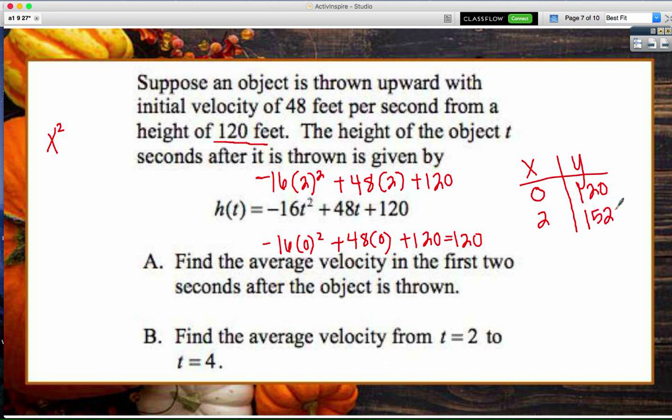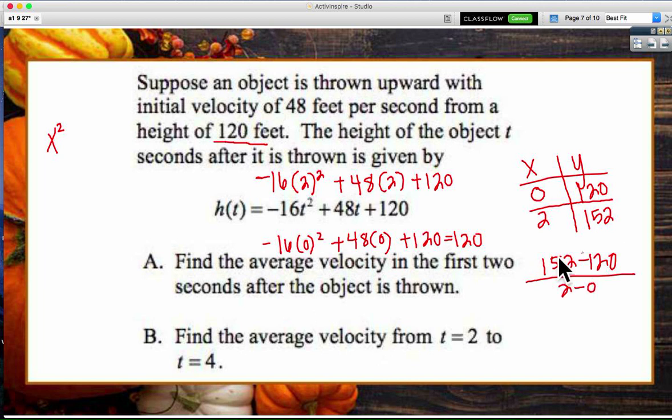So did that answer your question? Did it just double? Did it go from 120 to 240? No. So that's why we couldn't do that. No, sorry. So now I have 2 ordered pairs to find the rate of change between. I have 152 minus 120 over 2 minus 0.